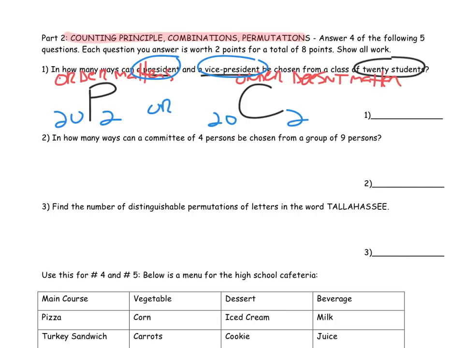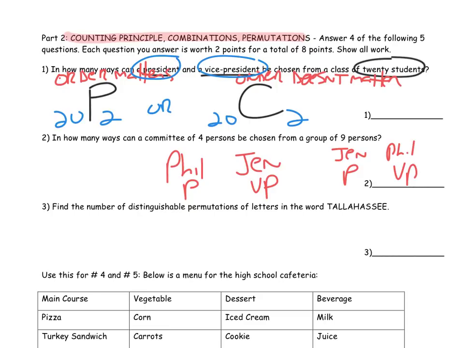Remember, permutations, order matters. Combinations, order doesn't matter. Well, think about if I chose Phil and Jen for these 2 jobs. If I choose Phil as the president and Jen as the vice president, that's different than if I choose Jen as the president and Phil as the vice president. So the order here does matter in terms of which person has which job title. So here this is going to be 20P2. I mentioned to you in class that anytime you have job titles, that's going to be an example of a permutation question. And we do these questions directly on our calculator.